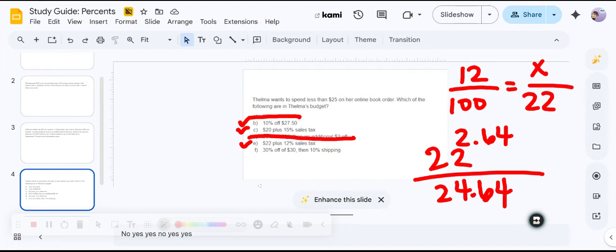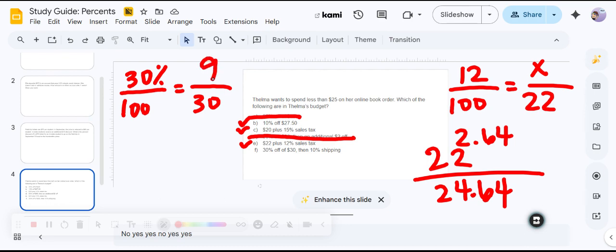And then we'll go over here to do F on the side. 30% off of $30 and then 10% shipping. So let's do our 30% of 30. So this is my percent over 100. $30 is the original amount. And we're going to calculate. And that tells me the discount is $9. So since it is a discount, I have to subtract it away. 30 minus 9 equals $21.